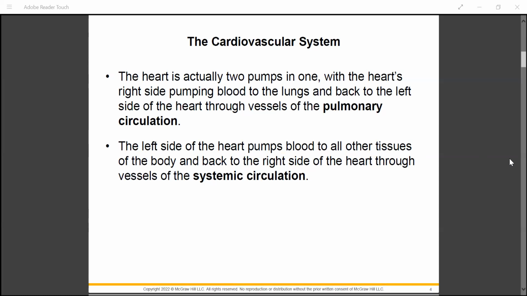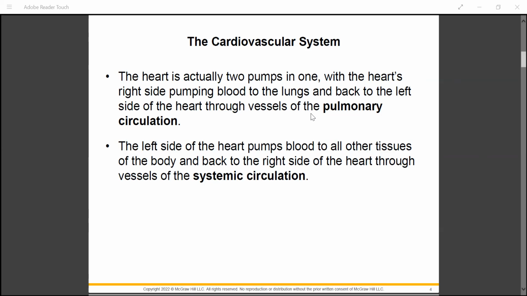Our cardiovascular system and our heart is really two pumps in one. So we talk about our pulmonary circulation versus our systemic circulation. Our pulmonary circulation is referring to our heart pumping blood to the lungs and that blood returning to the heart. That's going to be pumped from the right side of the heart. Our right ventricle is going to pump blood into the lungs, and then the lungs are going to send that blood back to the left side of the heart and empty it into our left atrium. So that's our pulmonary circulation.